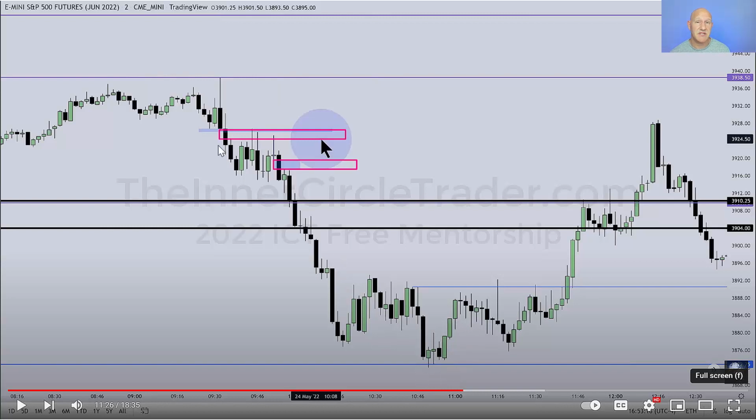So we can see this particular session on the 24th presented us with 2 potential entries using the mentorship model to go short, and then targeting the sell side liquidity down here using this bullish fair value gap as a target.